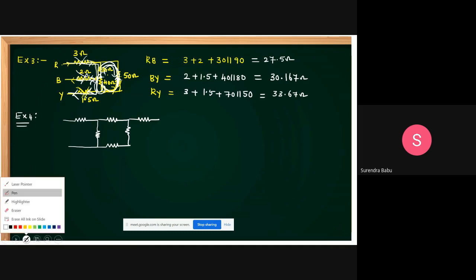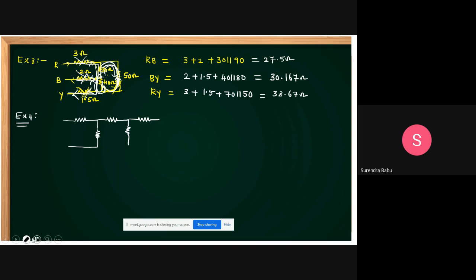Yes, 1 minute. If the resistance is not there. Yes, students. And so on to infinity.